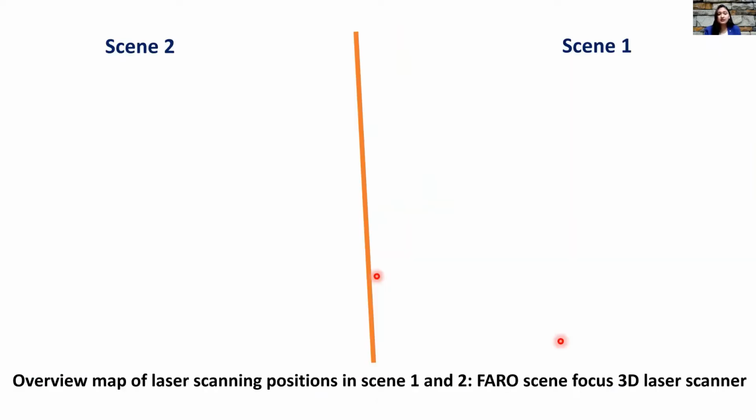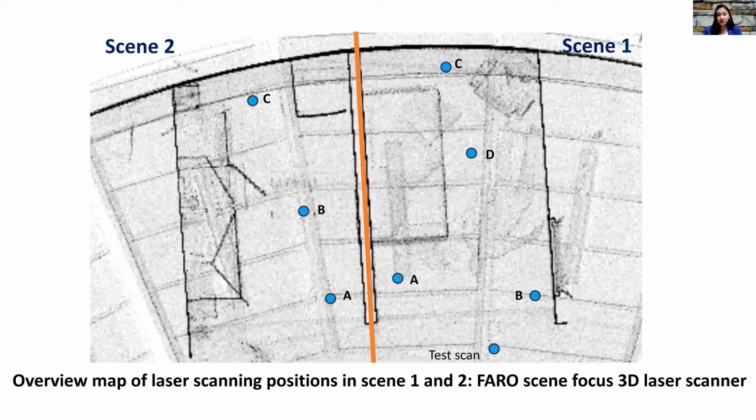So in scene 1, I did a test scan first to see if my device was calibrated and was set to capture the other scenes properly, followed by 4 different scans in scene 1, kept at different positions. So this is position 2, 3, and 4. And scene 2 had 3 scans.